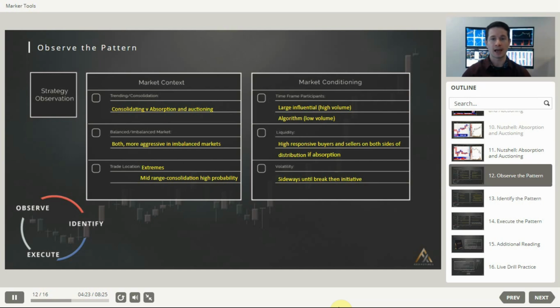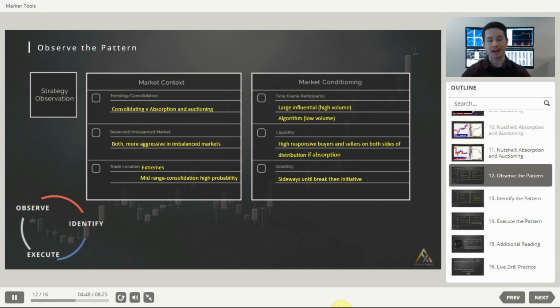Note, we also spoke about dark shades with regards to absorption and auctioning, as well as the potential for extension. So obviously, for the strategy of absorption and auctioning, we do want to see those dark colors, and we do want to see not necessarily trending, but definitely not consolidation. We want to see some sort of absorption type auctioning price response.